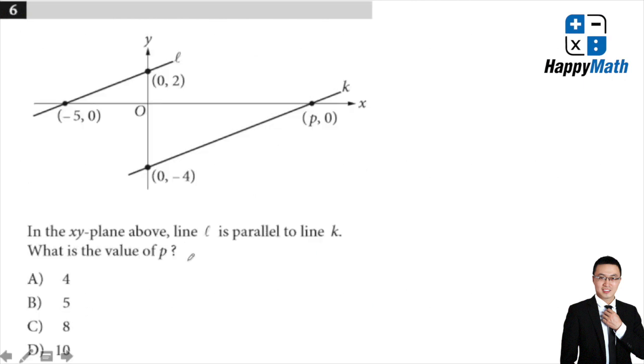In the figure above, line L is parallel to line K. What is the value of p? Okay, so I have two triangles in this one.